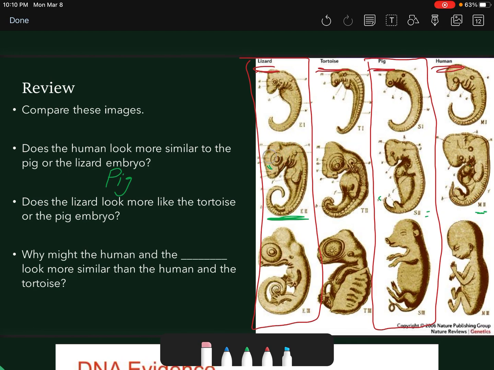So here we are going to be looking at the lizard and how it compares to the pig and this time the tortoise. Alright, so hopefully you guys came up with the tortoise.